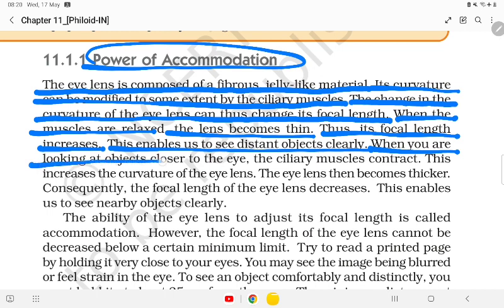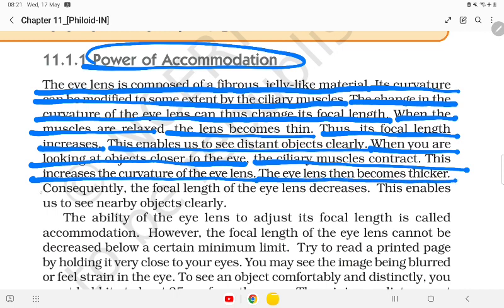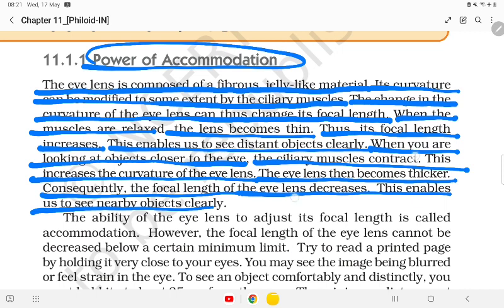When you are looking at an object closer to the eyes, the ciliary muscle contracts. This increases the curvature of the eye lens. The eye lens then becomes thicker. Consequently, the focal length of the eye lens decreases. This enables us to see nearby objects.